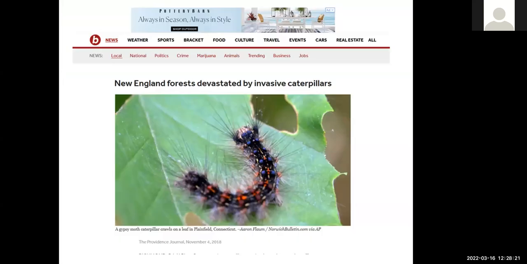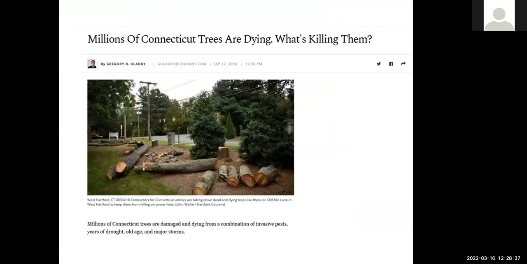And kind of our goal, we were seeing there was obviously a lot of media attention about, at this point, 2019, trees were dying. The public was getting concerned. New England forests devastated by invasive caterpillars. Millions of Connecticut trees are dying. What's killing them? These are just some of the articles.